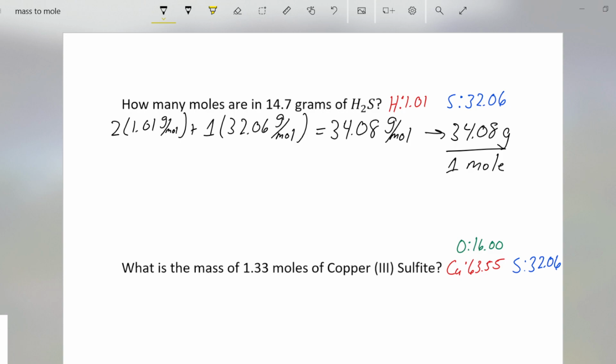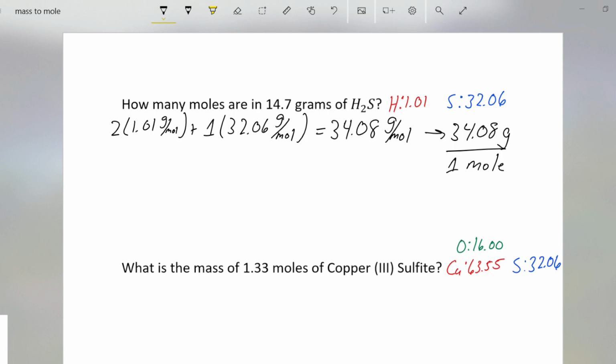And whenever you hear something per something, it means division, and usually means division of 2 units. For instance, miles per hour is saying if you're going 65 miles per hour, you will go 65 miles in 1 hour. And then here, what we have is 34.08 grams per mole, or 34.08 grams means you will have 1 mole of that substance.